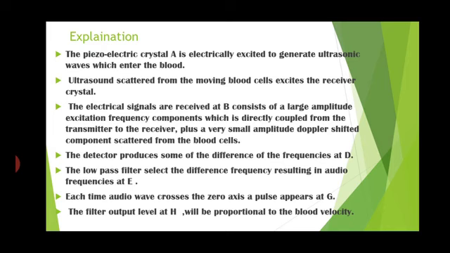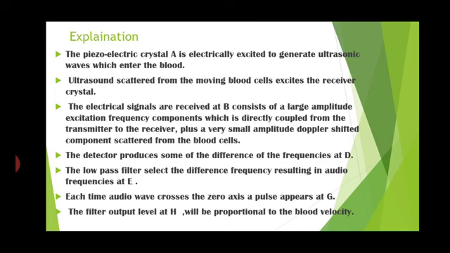Now we will see the explanation. The piezoelectric crystal A is electrically excited to generate ultrasonic waves which enter the blood. Ultrasound scattered from the moving blood cells excites the receiver crystal. The electrical signals received at B consist of a large amplitude excitation frequency component which is directly coupled from the transmitter to the receiver, plus a very small amplitude Doppler shifted component scattered from the blood cells.